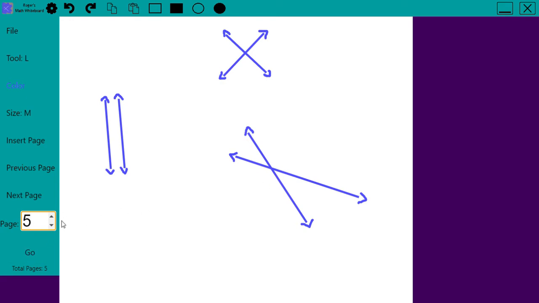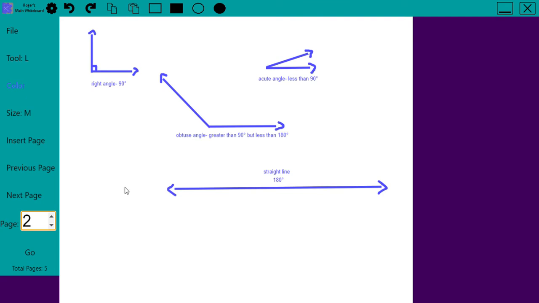Alright, now let's go over the basic kinds of angles. So the first one we got up here is our right angle. And right angles always measure to be 90 degrees. And they'll typically have a little box right here signifying they're 90 degrees.